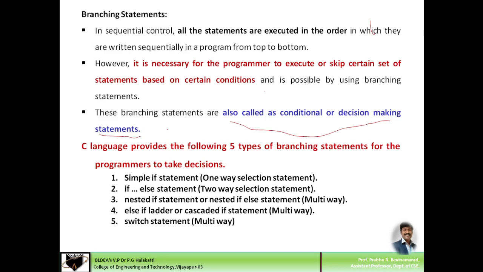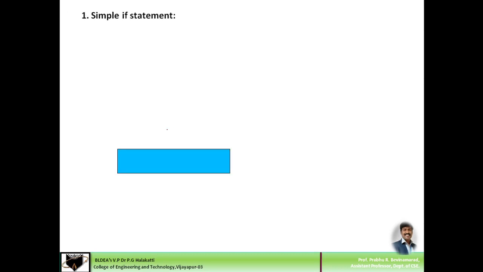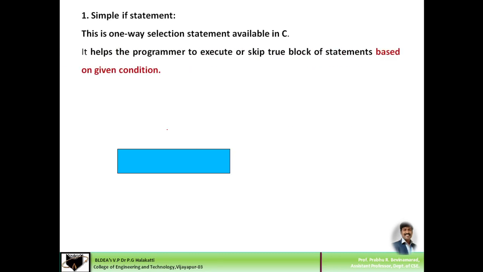So let us discuss one by one, along with the general format and how these conditional statements will be used in a program for implementing a particular objective. Let us first discuss what is meant by the if statement. The if statement is called a one-way selection statement available in a C program. So here only one particular decision will be taken, and it helps the programmer to execute or skip the true block of statements based on a given condition.